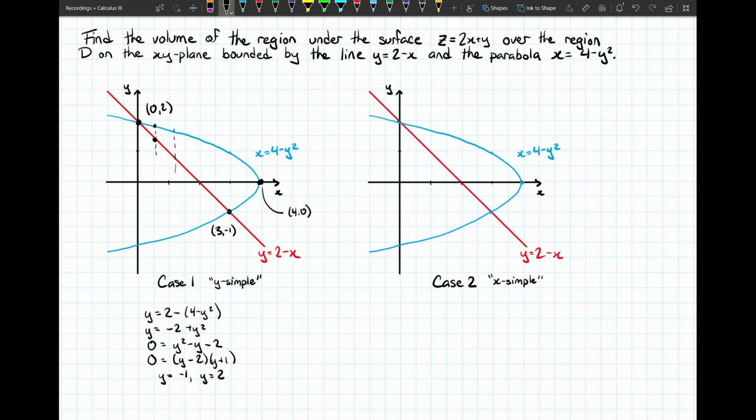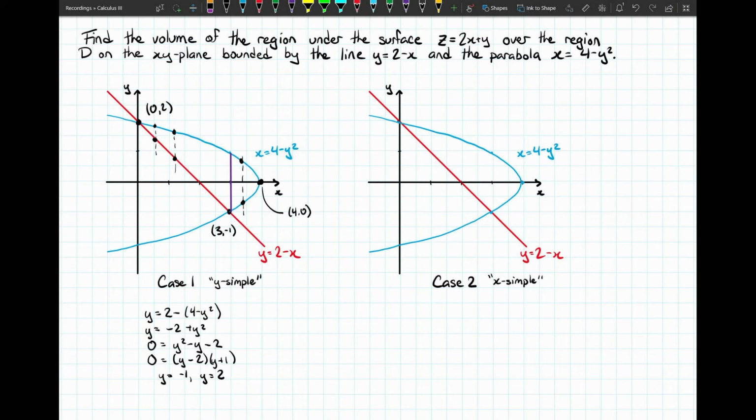In some cases, the boundaries are the red curve for the bottom and the blue curve for the top. However, for later values of x, we can see that we have the blue curve for the bottom and the blue curve for the top boundaries of those cross sections. That means that the boundaries are not consistent over the entire region, and it is not y simple on its own. But we can fix that by splitting this region up into two separate regions that are both y simple.